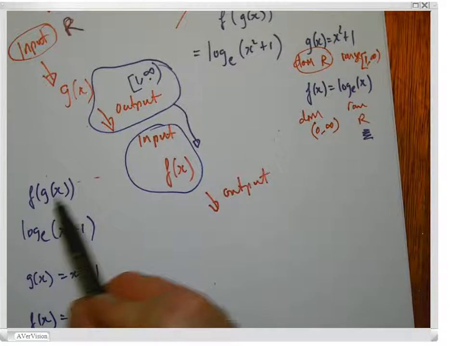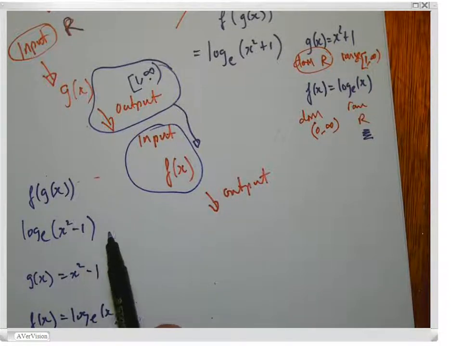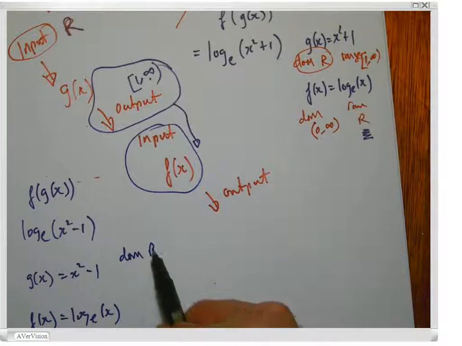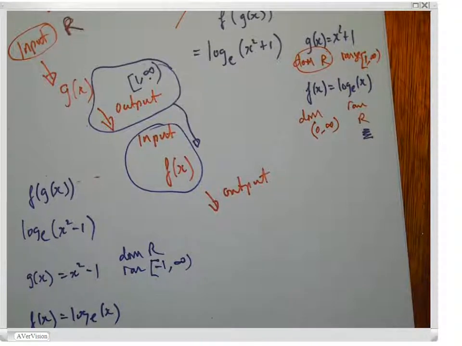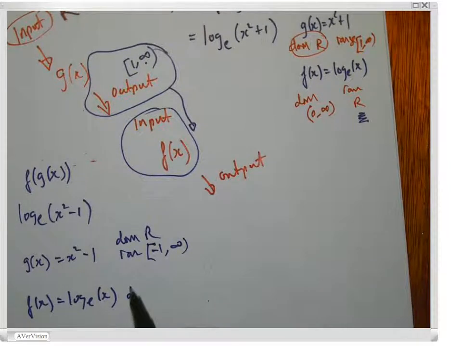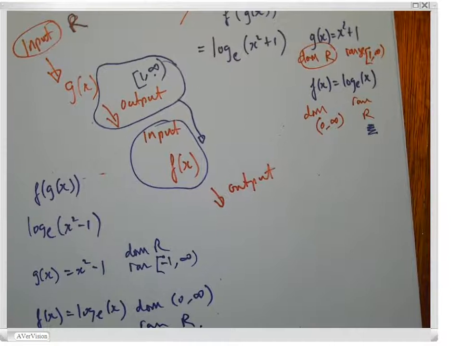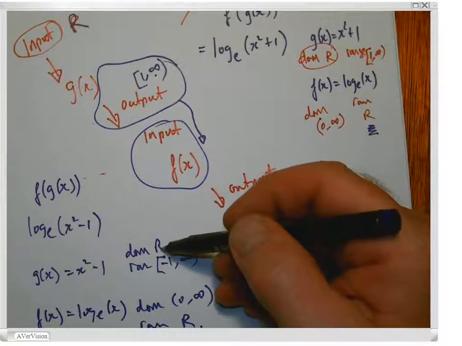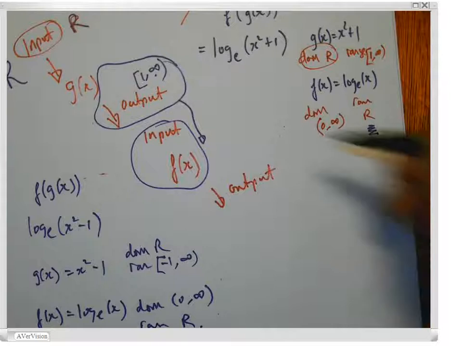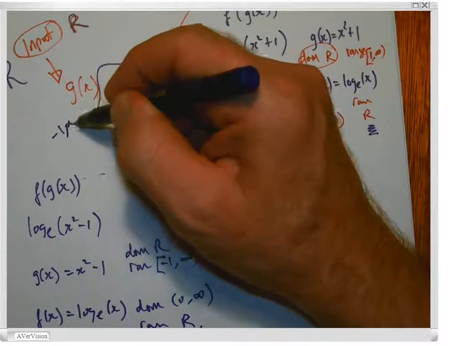f of g of x, where I've got log base e of x squared minus 1. The inside function g of x is x squared minus 1. So its domain is all real numbers, and its range is -1 to infinity, inclusive of -1. And f of x is log base e, so its domain is 0 to infinity, and its range is all real numbers. So if I consider that, in my input, going through g first are all real numbers. And what will come out of g of x is -1 to infinity.